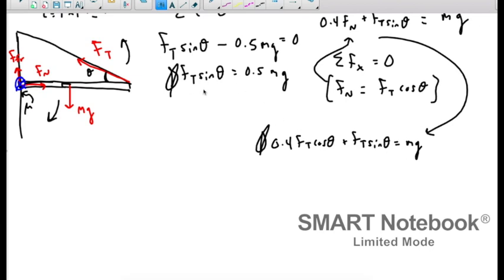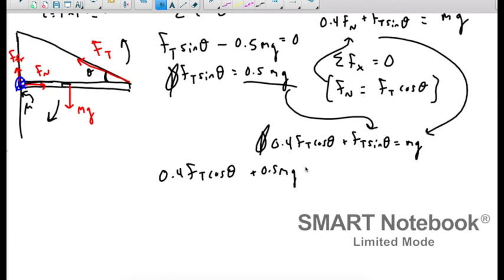Okay, so here's what I did. I recognize that F_T sine theta is 0.5 mg, so I plugged that in right here, and that got me 0.4 F_T cosine theta plus 0.5 mg equals mg. Subtracted 0.5 mg from both sides: 0.4 F_T cosine theta equals 0.5 mg. And then you really have several options, I guess, to solve now. But here's what I did.